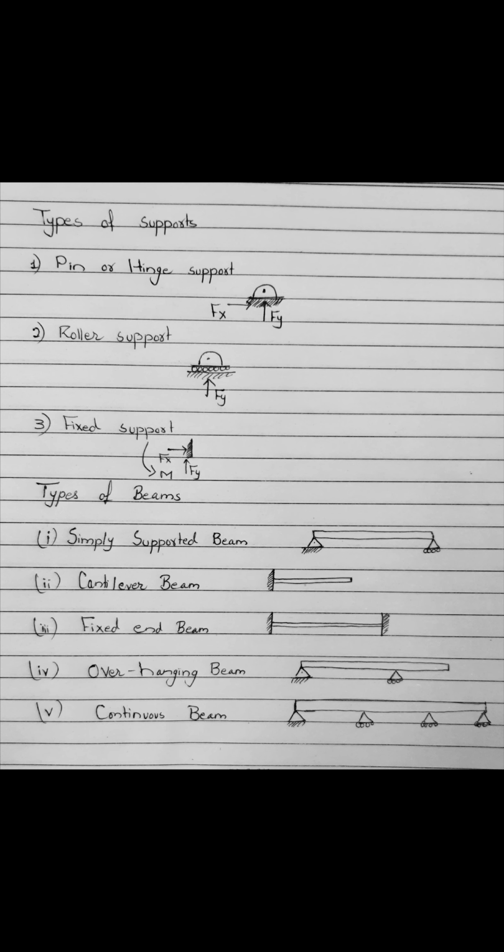The third one is the fixed end beam. In fixed end beam, both ends are fixed. It cannot permit rotation or deflection at either end. The fourth type is overhanging beam. This beam extends beyond its supports. The fifth type is continuous beam. More than two supports are used on it.